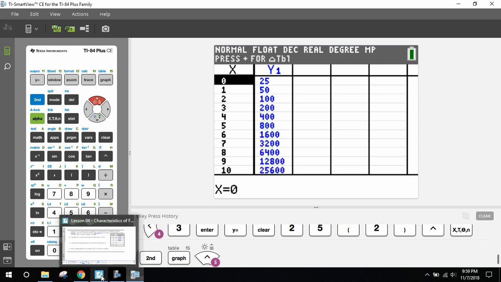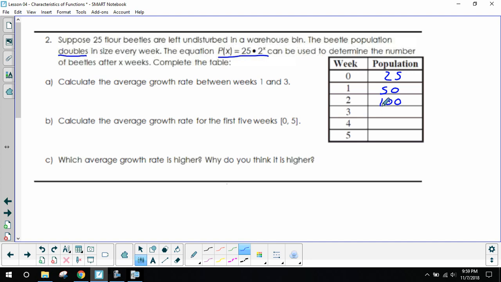Wait a minute. What's going on here? They're doubling. Oh, I didn't need to memorize it. I could have just doubled it.